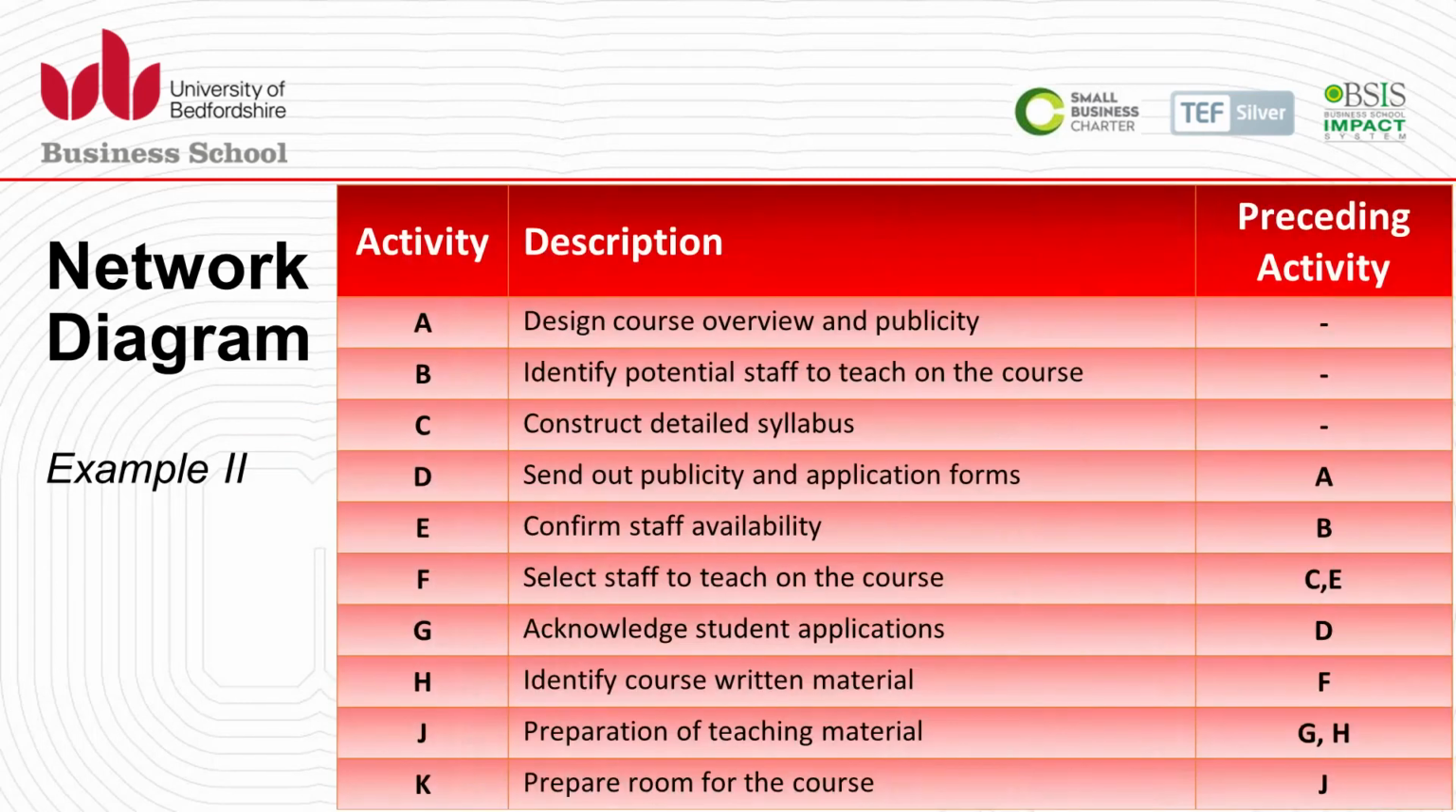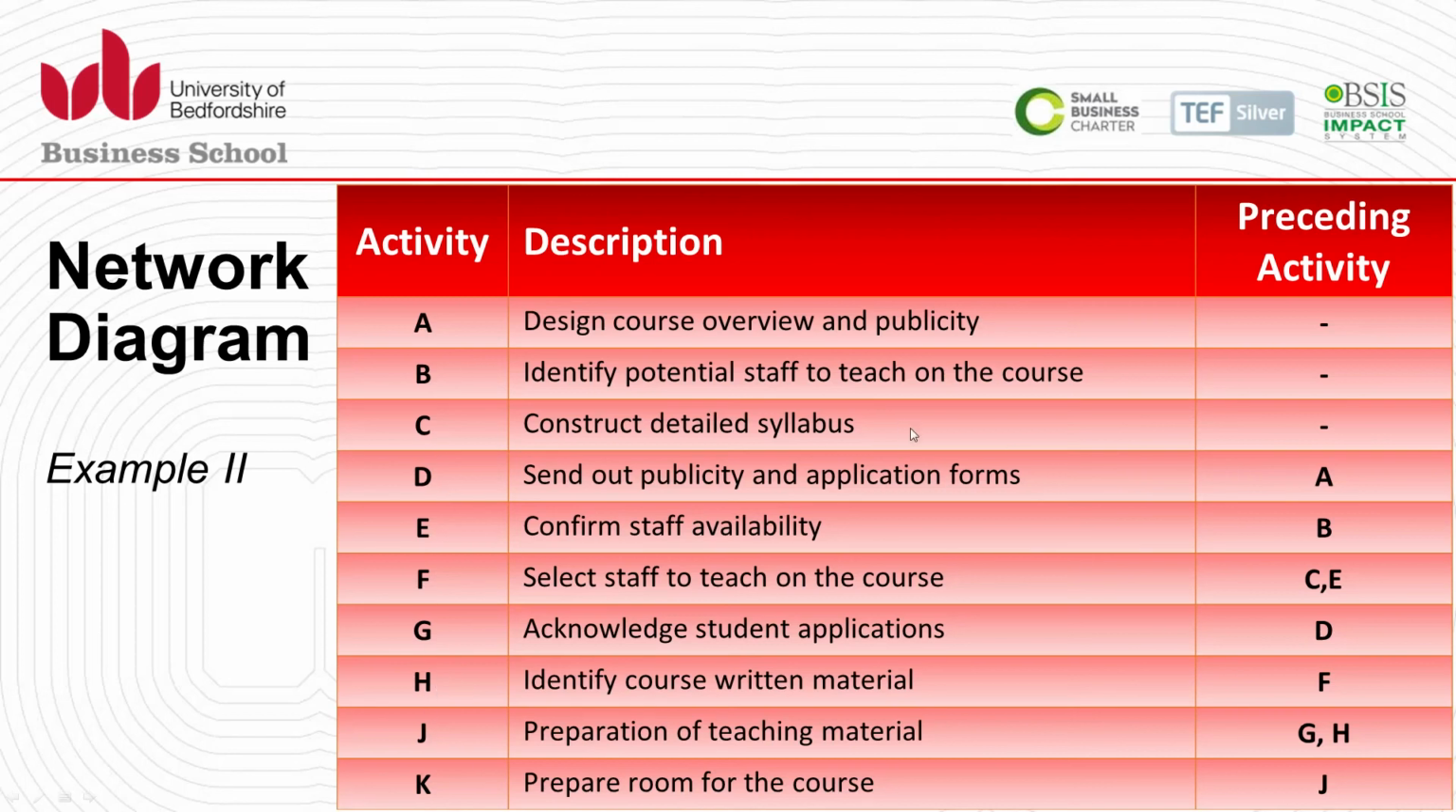So when we look at another example, we have to design a course and we need to have a particular training program. The coding, again, is not numeric; this time it uses alphabetical codes. We have the description of the different activities, and then we can see the precedent activity. So activities A, B, C are not dependent, so all three start at the same time and have no precedent activity. However, D is dependent on A and E is dependent on B. F is dependent on both E and C, and so on.